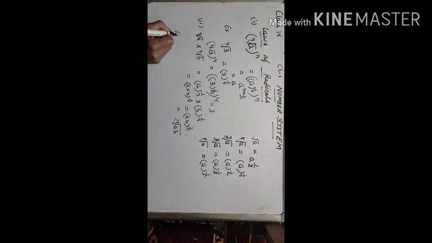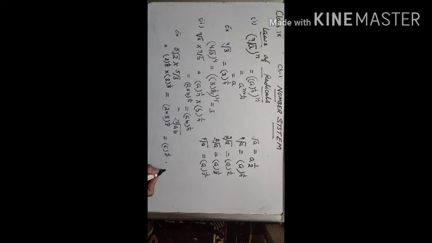For example, for this, the 5th root of 2 into the 5th root of 3, the power is the same, that is equal to 2 to the power 1 by 5 into 3 to the power 1 by 5, that is equal to 2 into 3 to the power 1 by 5, that is 6 to the power 1 by 5, or you can write it as the 5th root of 6.